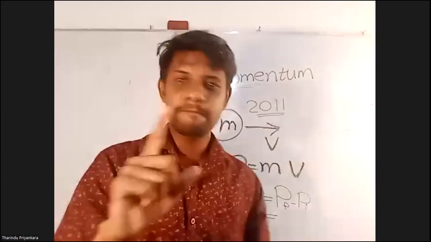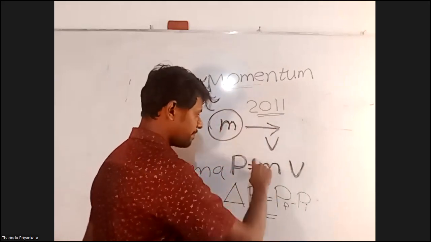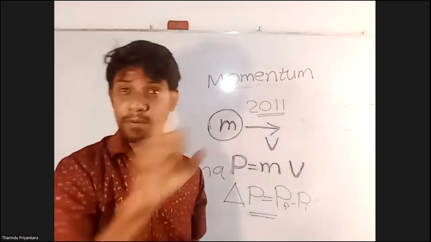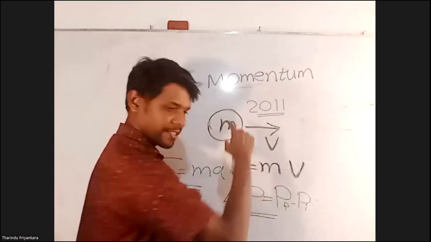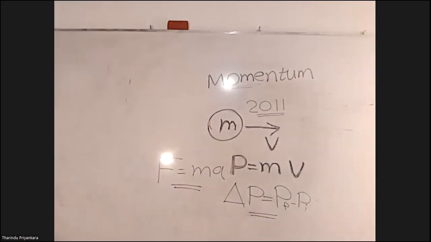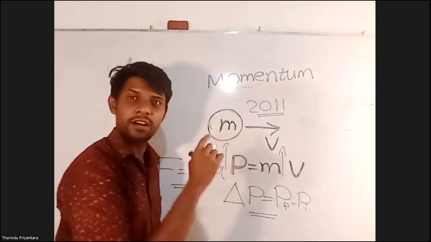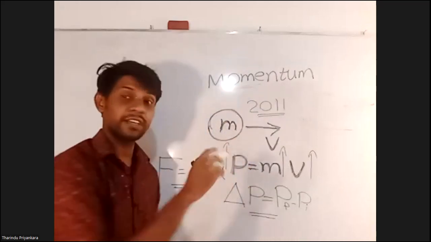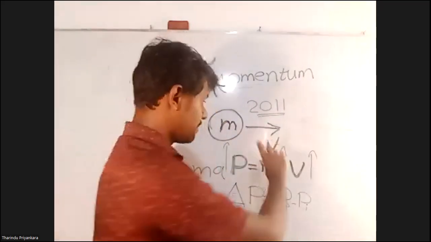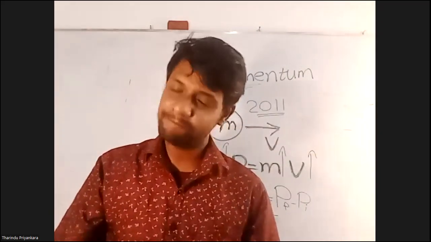According to momentum, what is momentum? The mass multiplied by the velocity, the product of mass and velocity is momentum, right? Here, if you just increase mass, momentum also increases. Or if you just increase velocity, momentum also increases. If you increase mass and velocity both together, momentum increases by double the factor.